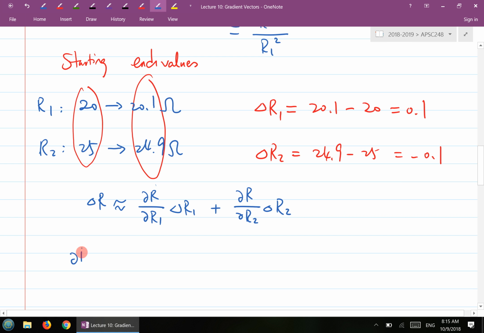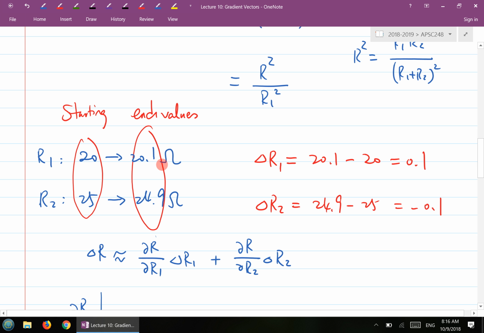What you do with this, I'll just write down separately. You substitute R1 with its initial value, and R2 with its initial value. The two initial values of R1 and R2 are put into the functions of the two partial derivatives here. So remember, this is the initial value, or starting value. Those are initial values.